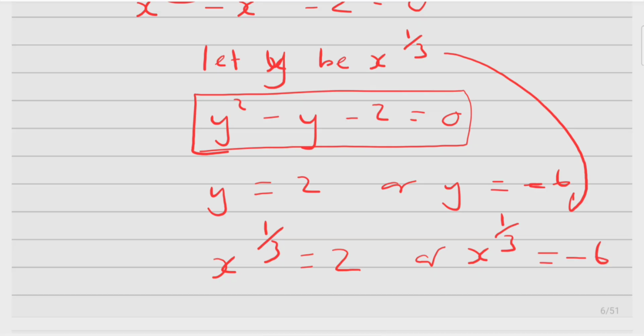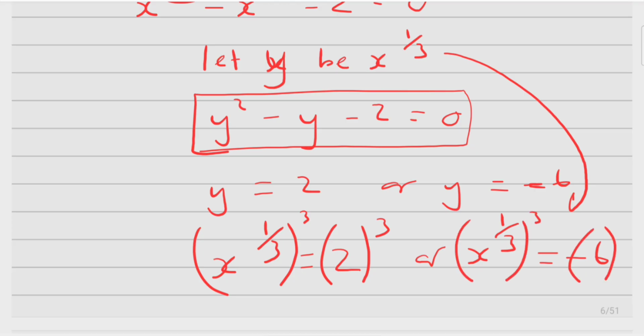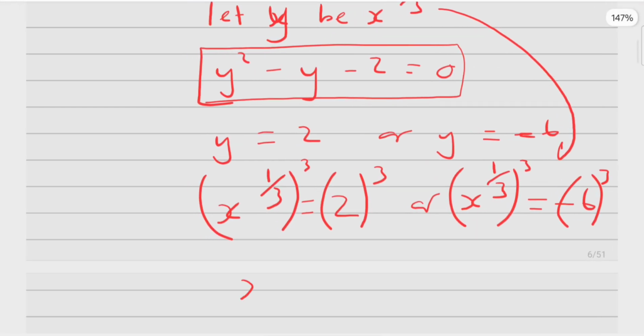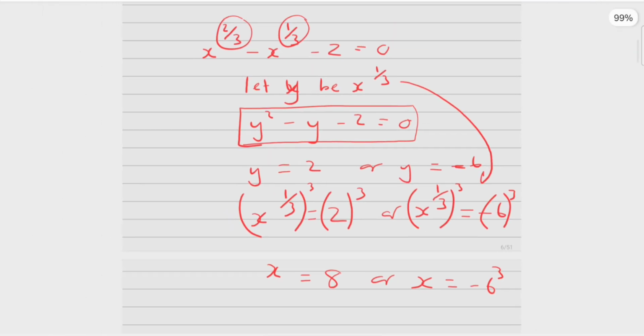So to get rid of this, you put everything to the power 3, right? So this would be x equal to 8, or x equal to minus 6 to the power 3, right? This should give us a very big value, but that's how you work through that, right?